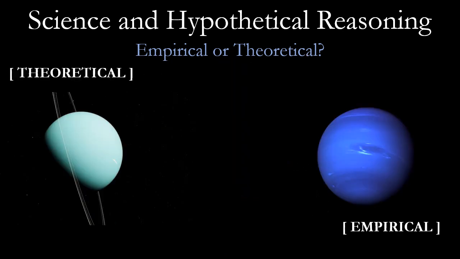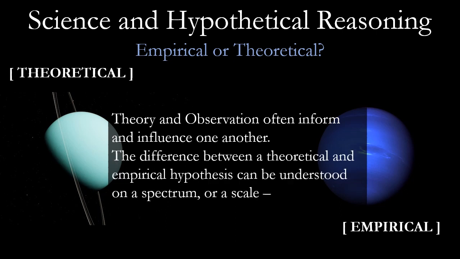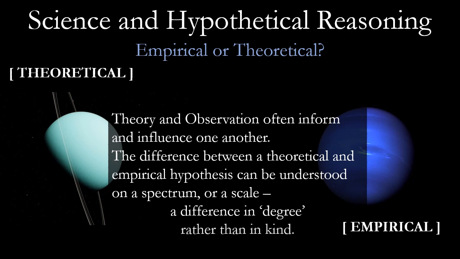When we think about empirical versus theoretical, this illustration is a reminder that theory and observation inform and influence one another. They oftentimes arise together and figure together in scientific progress. So the difference between a theoretical and an empirical hypothesis can be understood on a spectrum or a scale, with an empirical hypothesis at one end and a theoretical one at the other. The difference between these hypotheses is more a difference in degree rather than in kind. They exist on a spectrum.